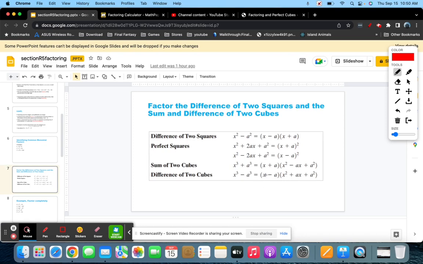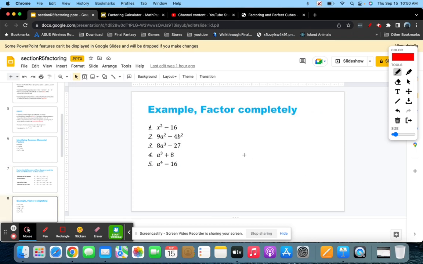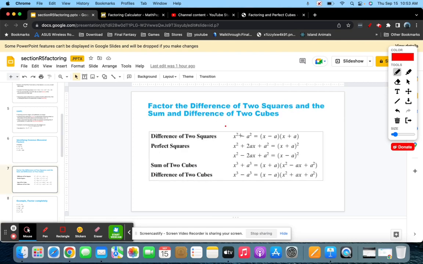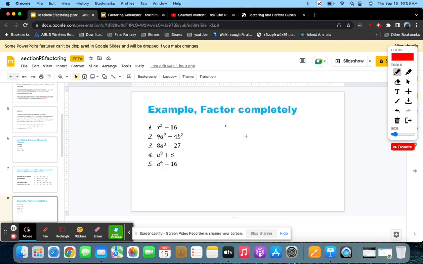And so it'd be 2a minus 3 times 2a squared, which is 4a squared, plus 2a times 3, which would be 6a, plus 3 squared, which is 9. So I'll work that out in just a second. Let's see. What did we say? 8. All right. So 8a cubed minus 27.